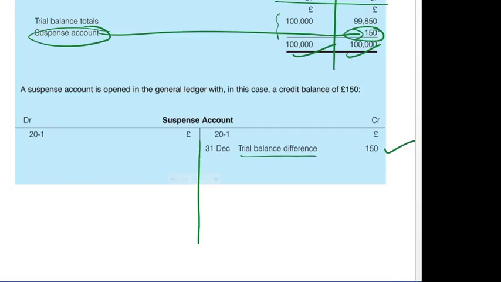Then you will be given in exam, or generally worked example or practice questions, a few errors. You'll correct those errors and find the suspense accounts, which will go into this suspense T account right above here.